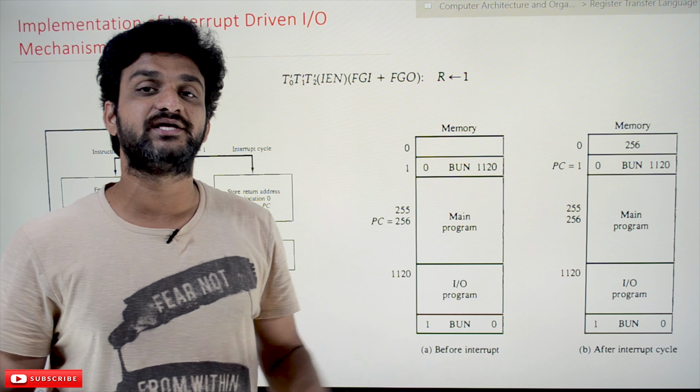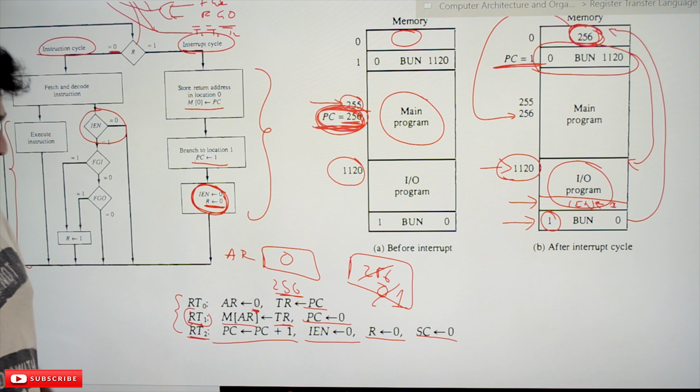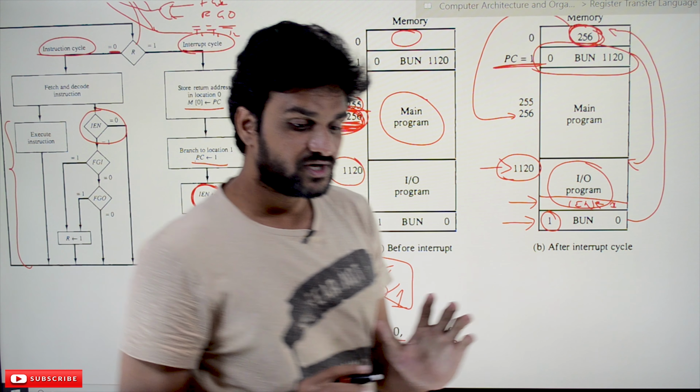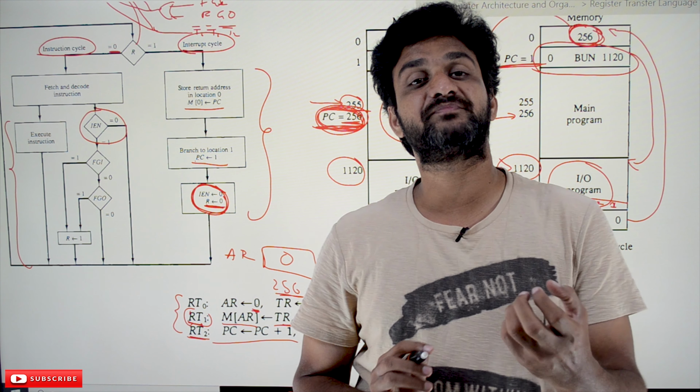IEN is made 0, R is made 0, sequence counter is made 0. Sequence counter is made 0 because our execution is going to start from here with this branch unconditional statement. So here again the programs will get executed in sequence. At last IEN is made 1. So the last part of the program has IEN going to 1 and branch unconditional 0. So the next instruction, 256, will get executed. Okay, so this is how the interrupt enable mechanism can be implemented on our basic computer.